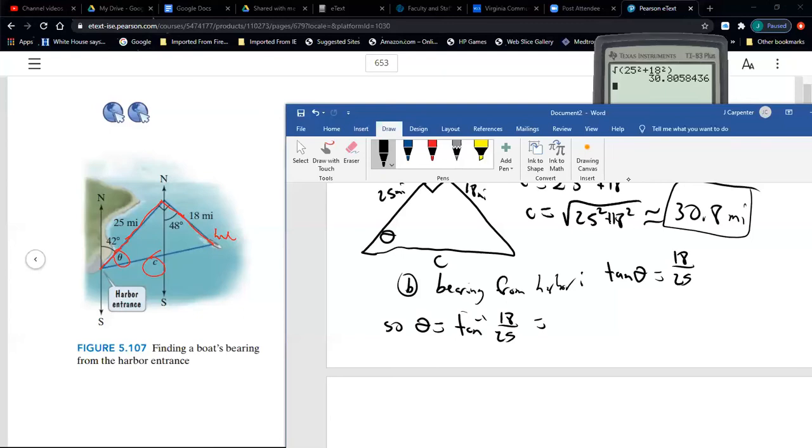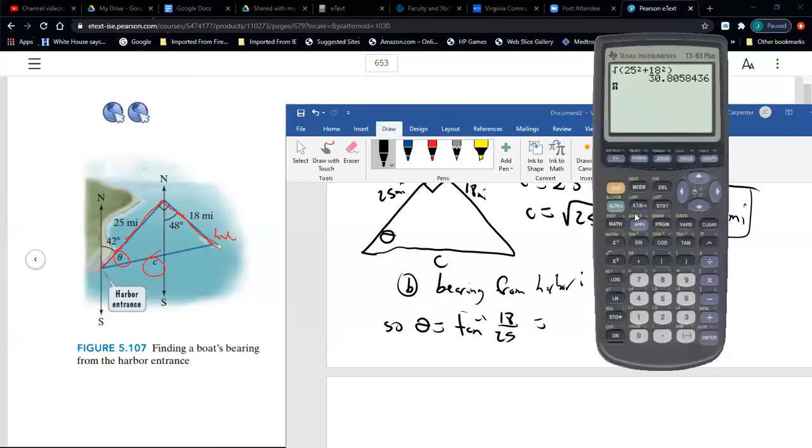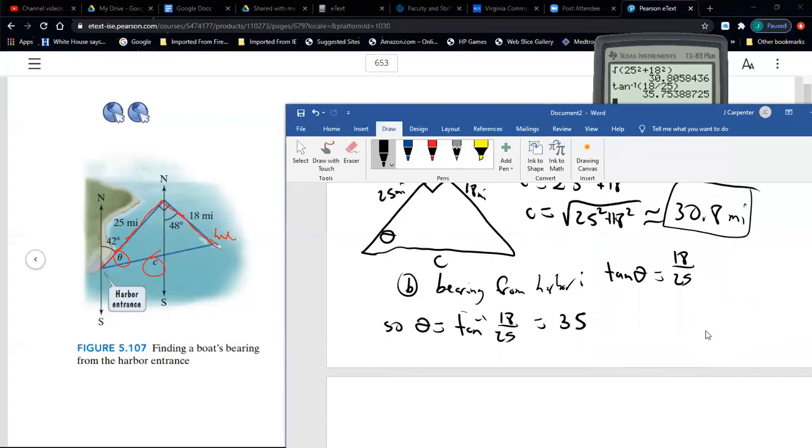So we'll stuff that in our calculator. Inverse tangent of 18 divided by 25. And we get 35.8 degrees when rounded to the nearest tenth.